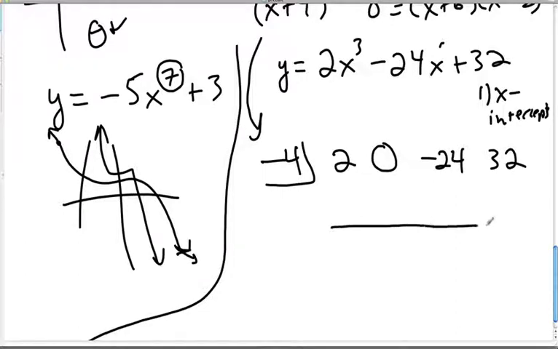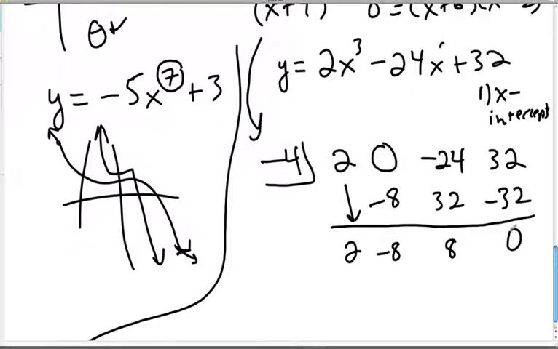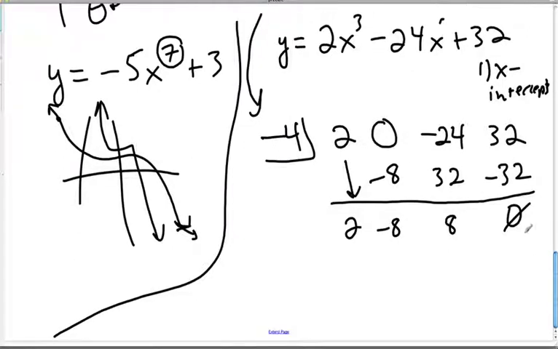And now, to synthetically divide, we do something called bringing a number down. We're going to bring a number down, multiply it by a previous number. So 2 times negative 4 is negative 8, and then add them together. Negative 8. Multiply it again, 8 times negative 4, that becomes negative 32. And then it should equal out 0. If it equals out 0, that means we have no remainder left over.